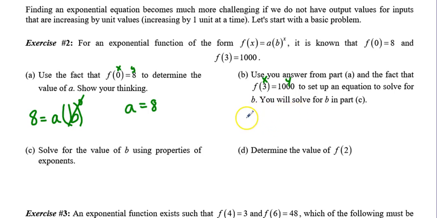So hopefully you paused and worked that out. We've got 1,000, that's our y value, equals our a value, which is known to be 8, times the base we don't know, b, to the x power, which is 3. Because we have only one unknown, we should be able to solve this. Remember, we undo operations in reverse order from the order of operations as we solve for a variable. So we're going to divide by 8, and that works out nicely. That's 125. So 125 equals b cubed.